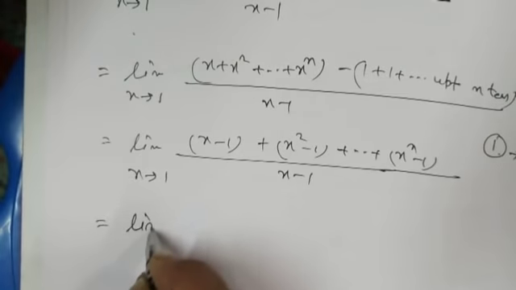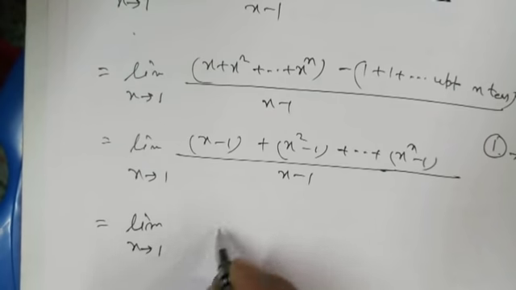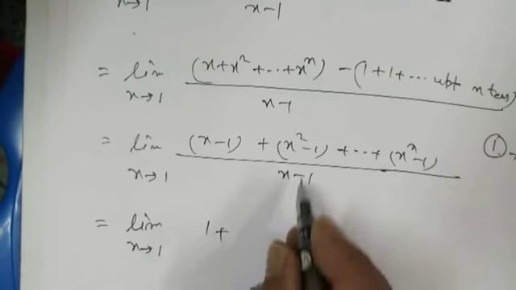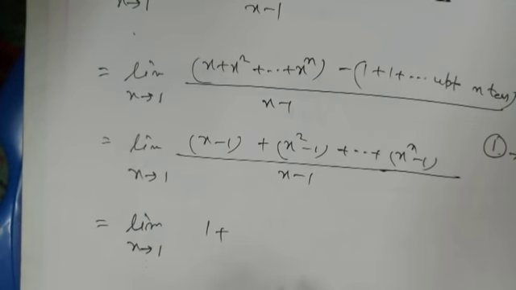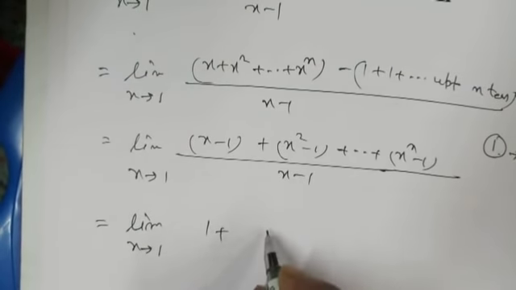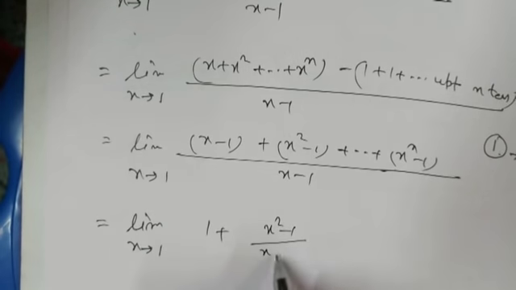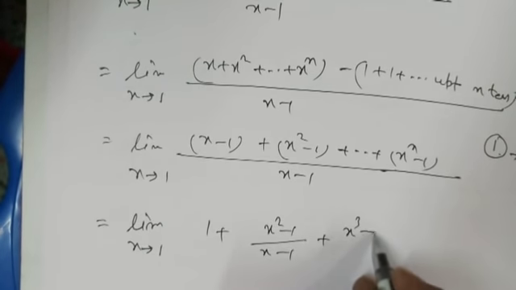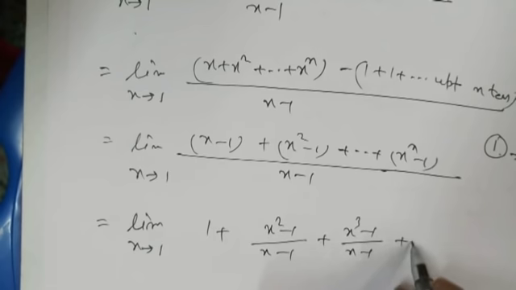And this is the limit x tends to 1, and this will be (x minus 1) upon x minus 1, plus (x square minus 1) upon x minus 1, and this will be x plus 1, then (x cube minus 1) upon x minus 1, and so on.